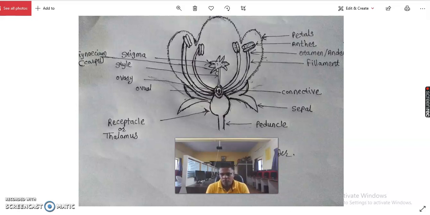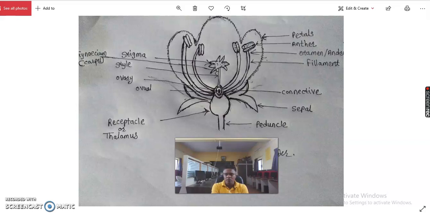Welcome student. Today we study the remaining parts of the flower, which are grouped as the essential organs of the flower. The third whorl of the flower is the androecium. Androecium is the male reproductive whorl of the flower.